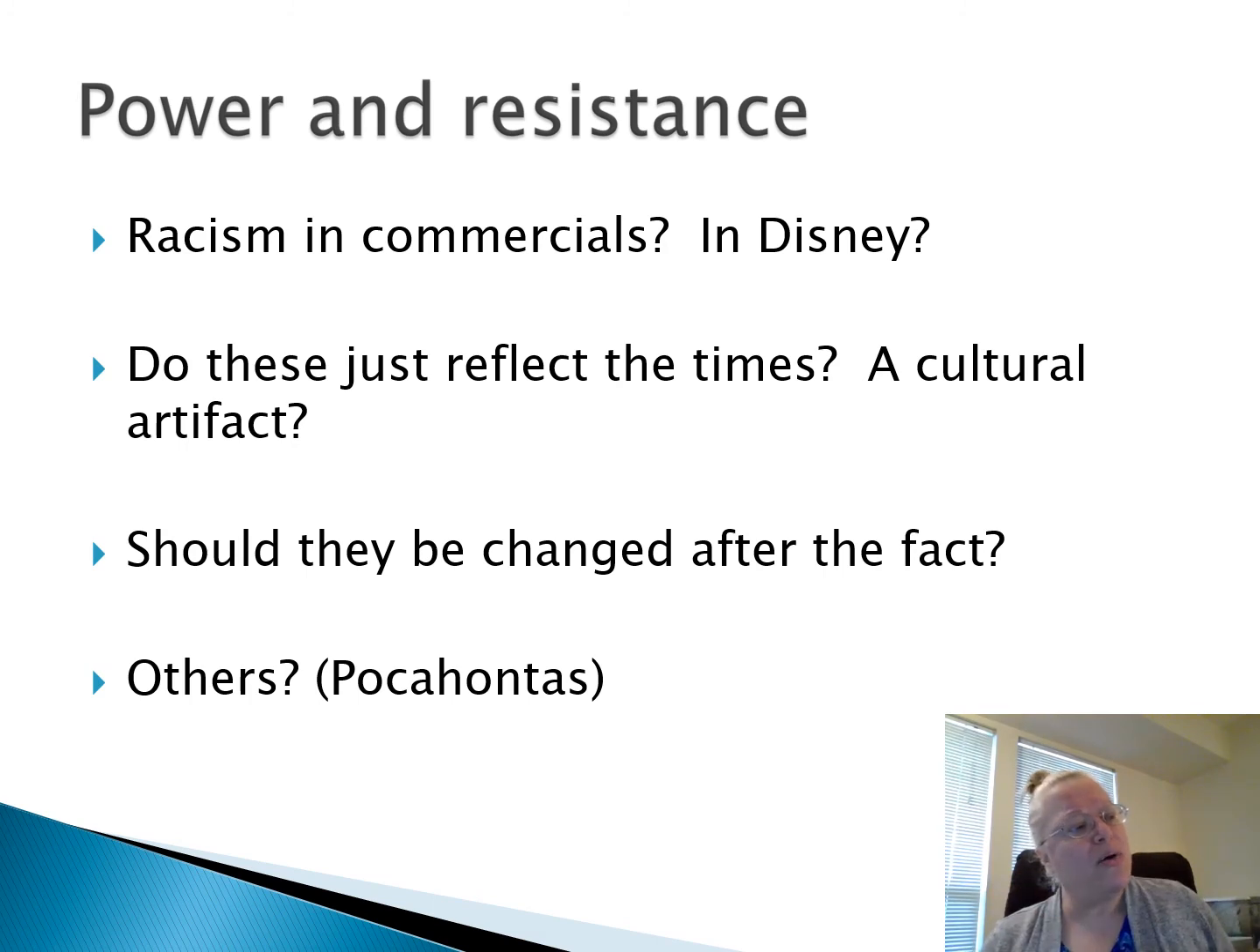Do we leave it alone as a cultural artifact and use it to educate people? And if we do that, we're taking the risk that they might take it at face value. Or do we edit it and change it to reflect the sensibilities of today? And Disney has kind of done that. They've held things back from release and they've re-edited things to meet modern sensibilities.